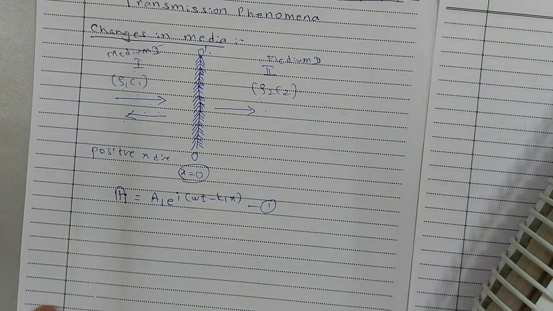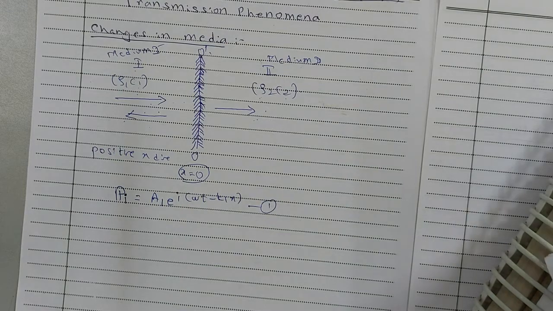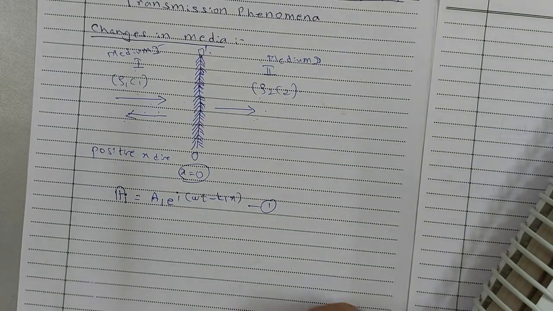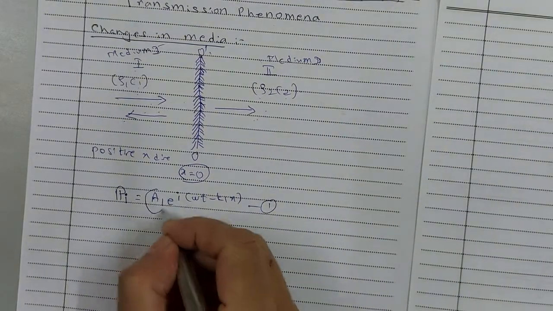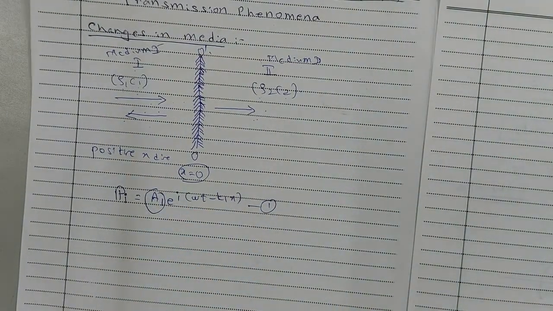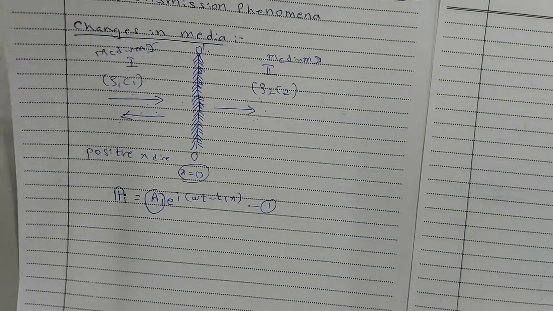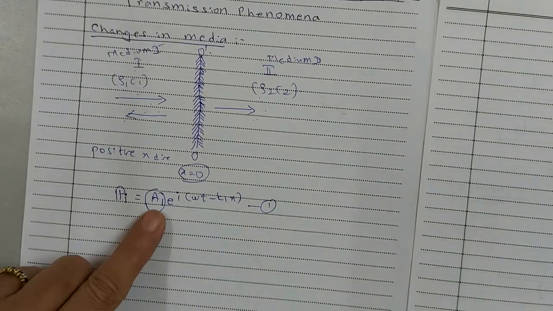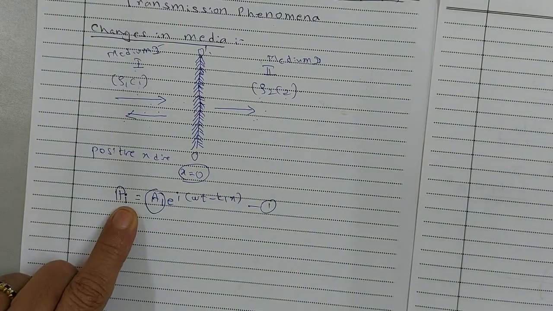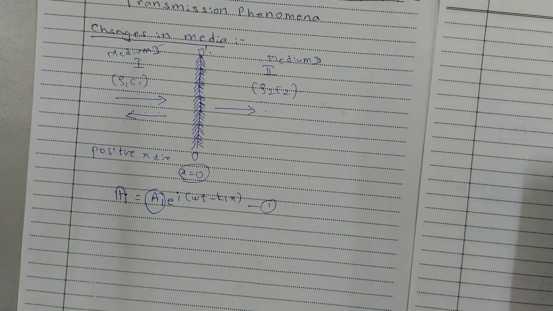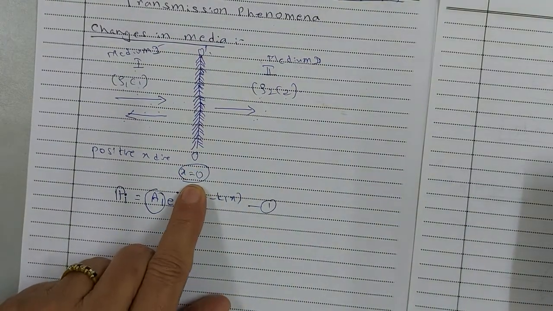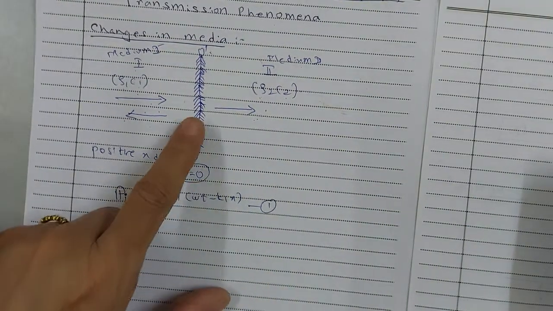Now over here, I wrote the equation of the plane wave. In this case, A1 is a real constant, representing the pressure amplitude of the incident wave. Now, when the incident wave strikes the plane of the boundary, which is chosen at x equal to 0, what happens? You get a reflected wave.